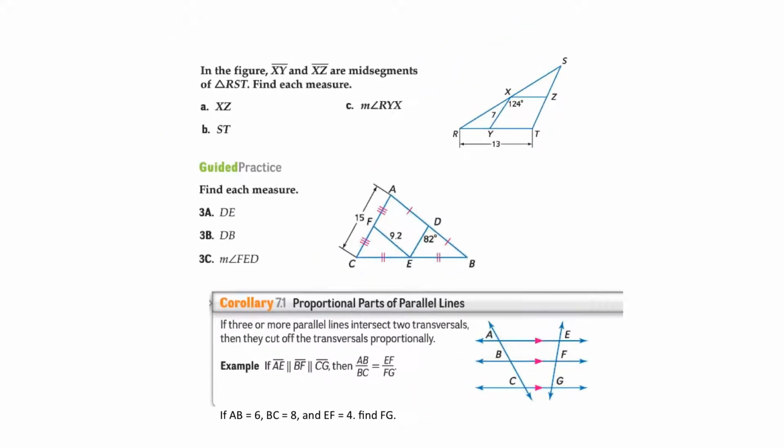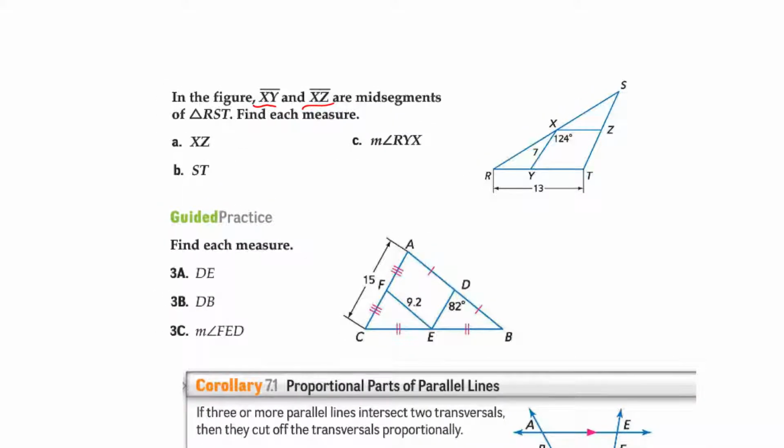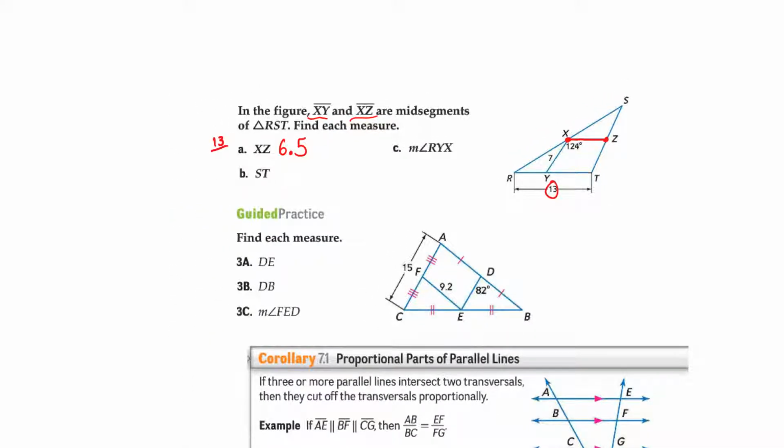Ready? On the back, it says XY and XZ are mid-segments. The first one asks for the length of XZ. XZ is a mid-segment. What side is it parallel to? RT. And it's half of RT. RT is 13, so how long is XZ? 6.5, half of 13. It's just 13 divided by 2, 13 cut in half, so that's 6.5.